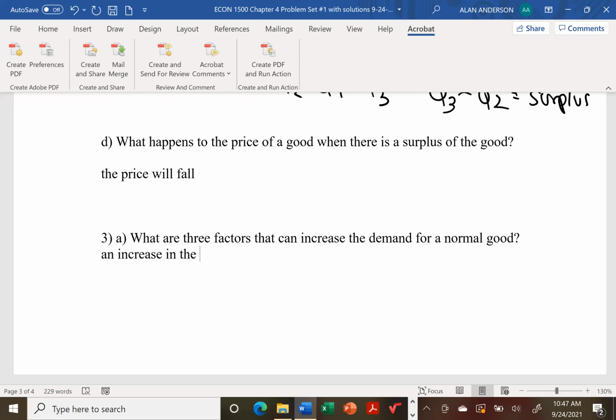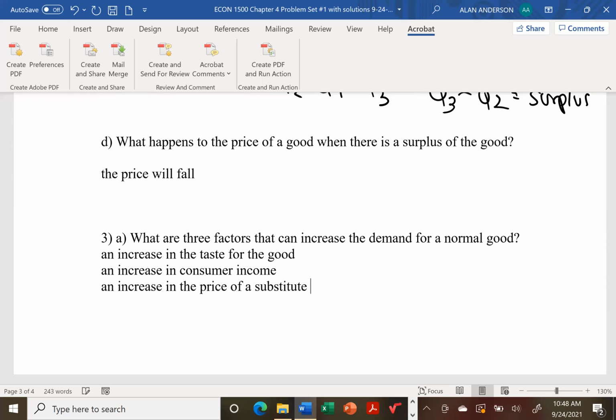Now, keep in mind, this is a normal good, so we'll start with an increase in the taste for a good, an increase in consumer income. Remember, this only applies to normal goods. And now here, I've got 2 things going on at once. This is the idea that the price of related goods affects the demand for a normal good. An increase in the price of a substitute or a decrease in the price of a complement.